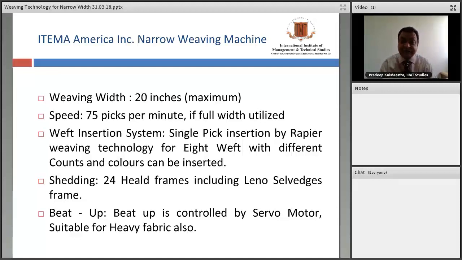Now shedding. There is a 24 heald frame including leno selvage frame, means for border or selvage. 24 heald frames means there is a lot of scope to give designs to this fabric. Now, if we come to the beat up, it is controlled by a servo motor. So compact beat up comes, heavy fabric also can be woven on this machine. Fabric quality will be very good and firm on these machines.